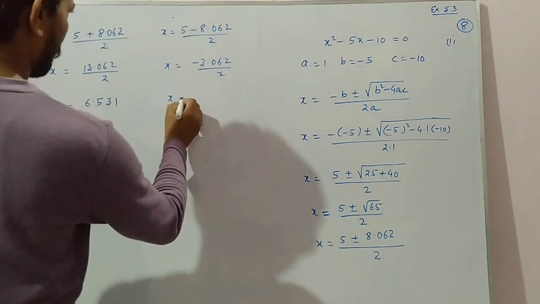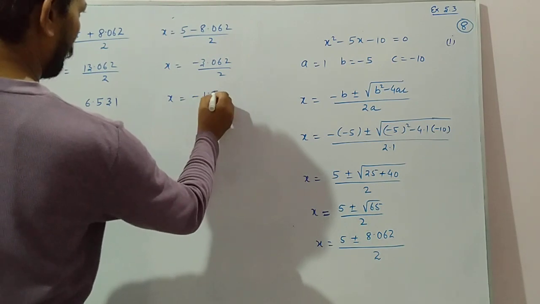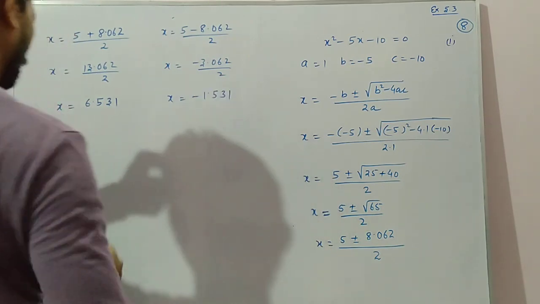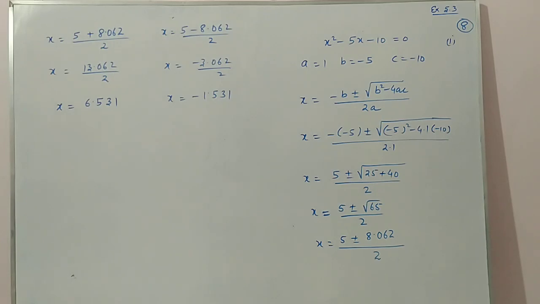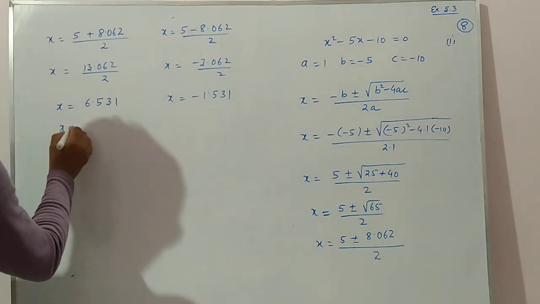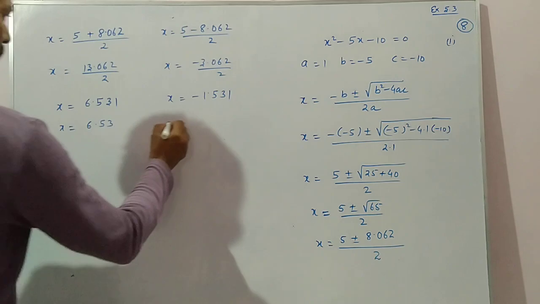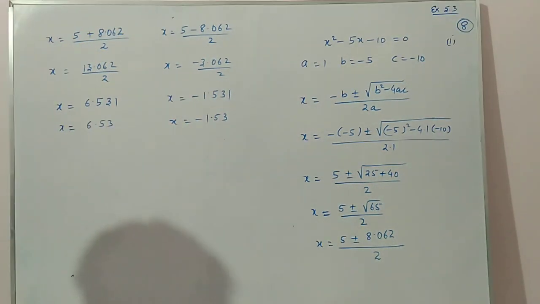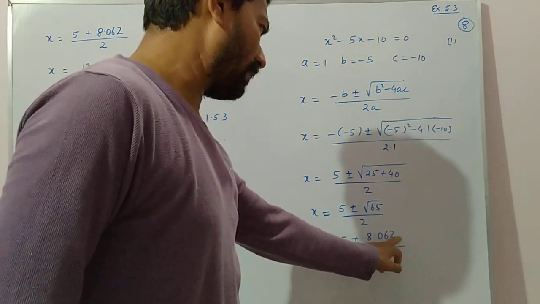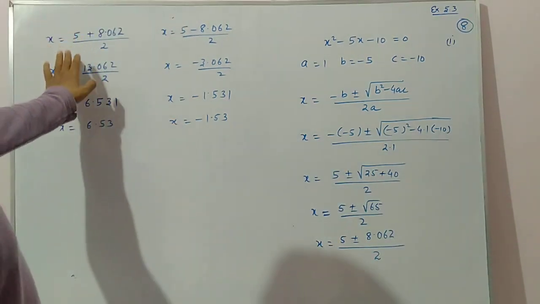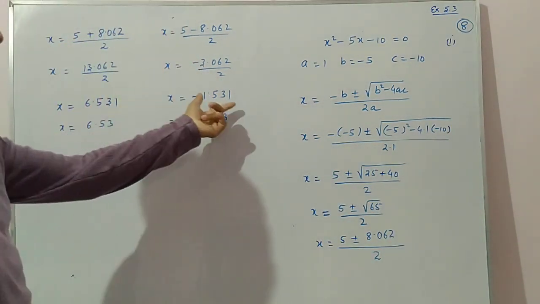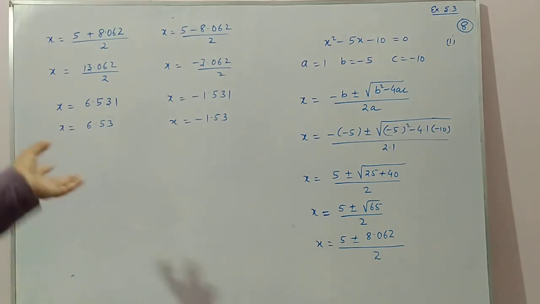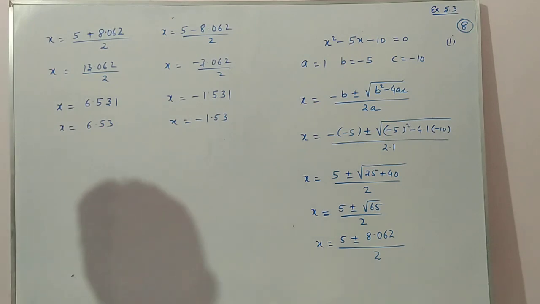x equal to minus 1.531. So 6.531 minus 1.531, we require an answer up till 2 decimal places, so 6.53. This one is minus 1.53. First of all we will find the square root. As it is at 2 decimal places, you find the square root up till 3 decimal places. After that you divide it, you get the answer in 3 decimal places, and then you approximate it into 2 decimal places. Sometimes they may ask about significant figures.